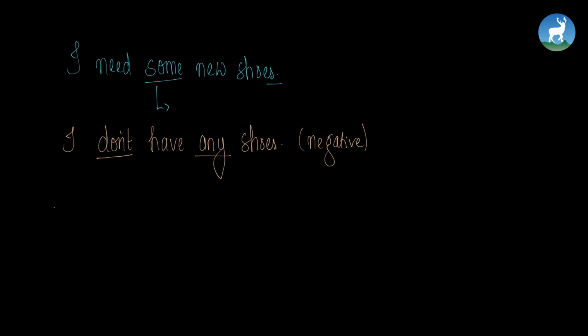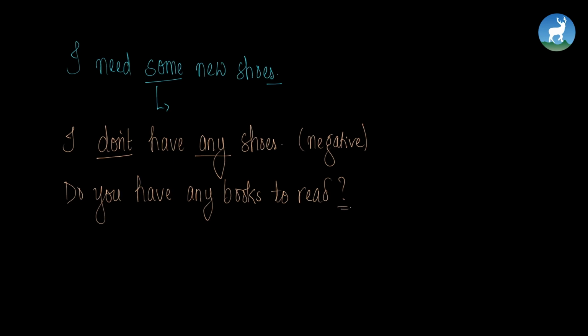Now let's use a question as well using any. Do you have any books to read? Okay, now see here. It's a question sentence, right? I'm asking a question, do you? So what did I say? Any. I did not use some. We don't use some here. Alright? So we use any for negative statements and question statements.